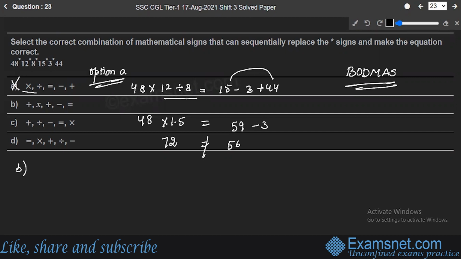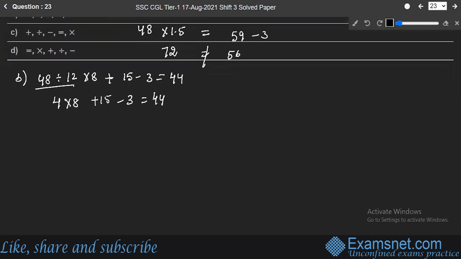So after filling in the operators, you have 48 divided by 12 multiplied by 8 plus 15 minus 3 is equal to 44. Okay, so let's do the division first. You have 48 divided by 12 gives you 4 multiplied by 8 plus 15 minus 3 is equal to 44. Now I'll be doing the multiplication. 4 multiplied by 8 gives you 32 plus 15 minus 3, it should be equal to 44.